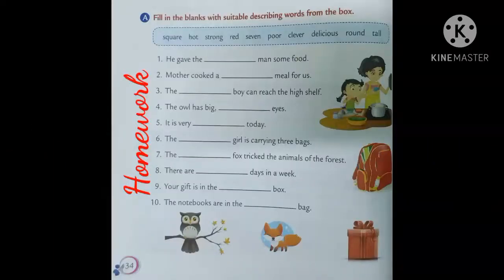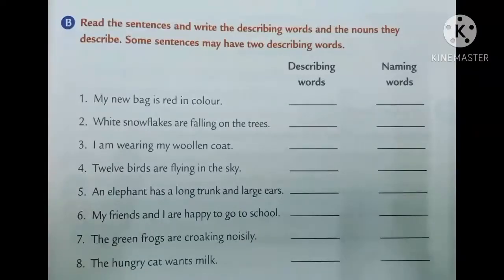Okay, children, the rest of the questions are the homework given to you. So you have to do it on your own. Now turn to page 35. Let's start with exercise B. Read the sentences and write the describing words and the nouns they describe. Some sentences may have two describing words. So what do you have to do, children?